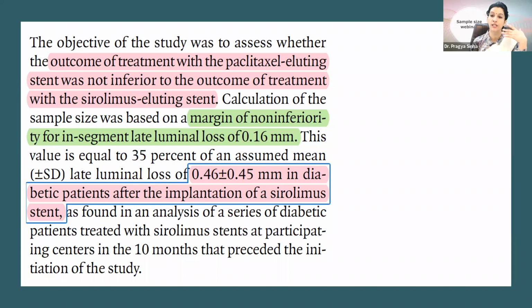I will not call that non-inferior. So it can be 0.46, 0.47, 0.48, 0.46 till 0.62. All that range will be the non-inferior one. Did you get it?